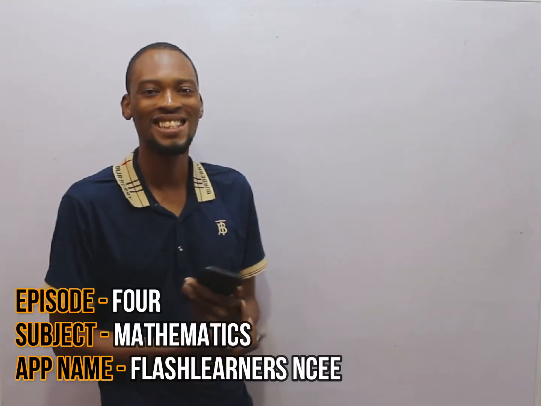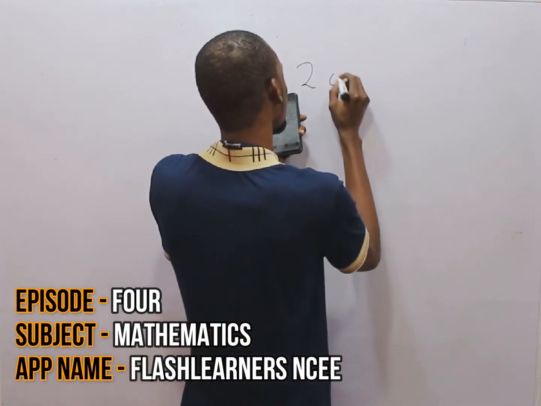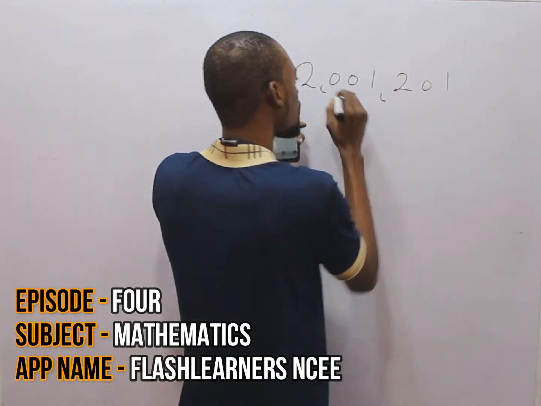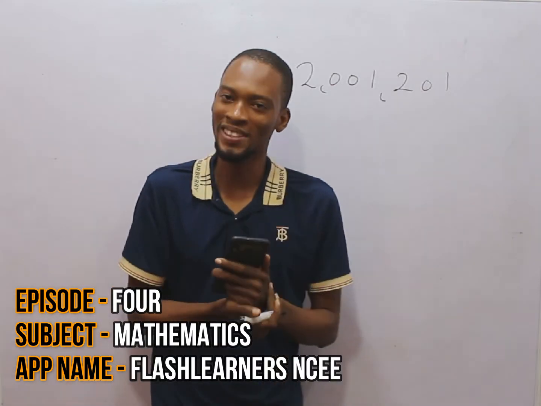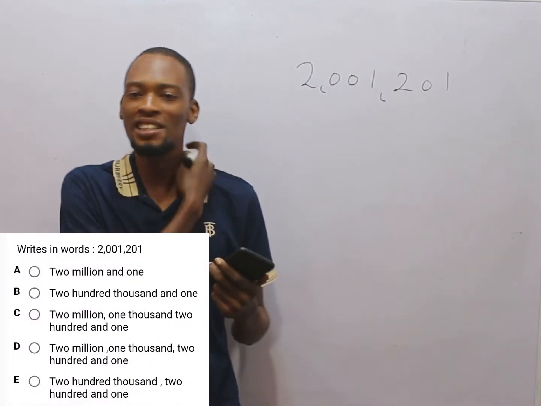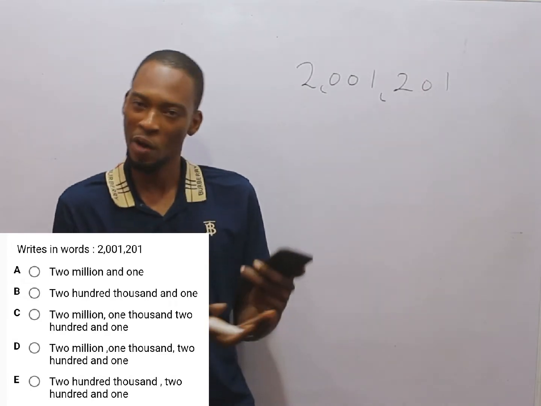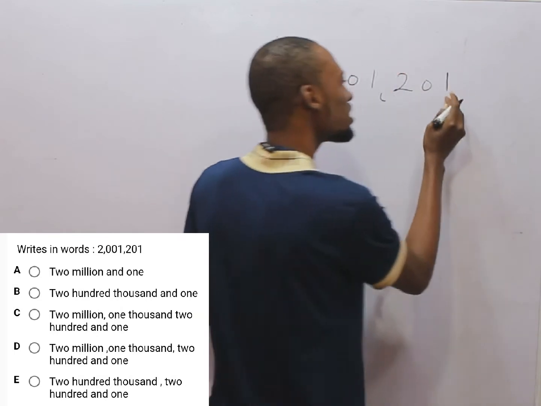Look at this question. It says, write in Welsh 2001201. Anytime you are given a question like this, you simply start from the known to the unknown. What is known and what is unknown? We start from here. What is this? This is simply 1.